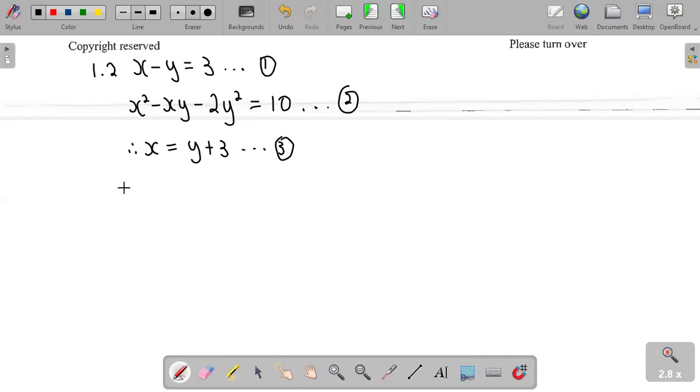And then after that, we can substitute 3 into 2, and then we can begin solving from there. So if we substitute 3 into 2, it means that wherever we see x, we must put y plus 3. So we come here.